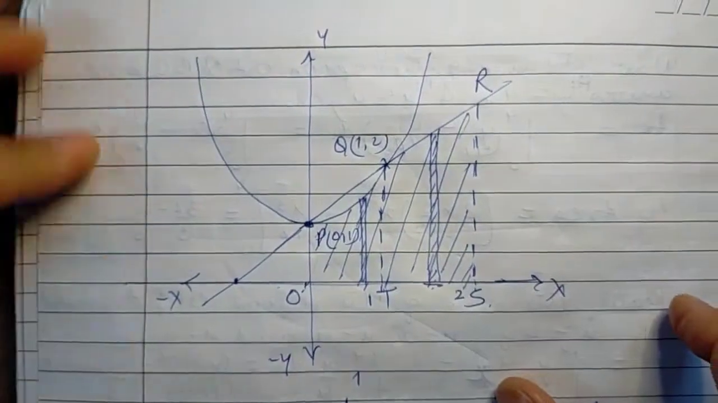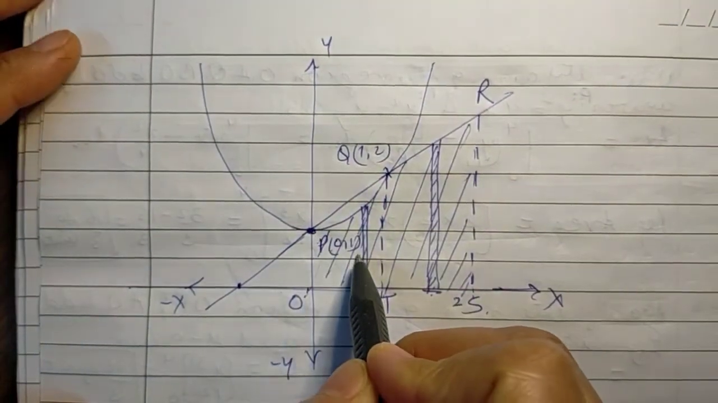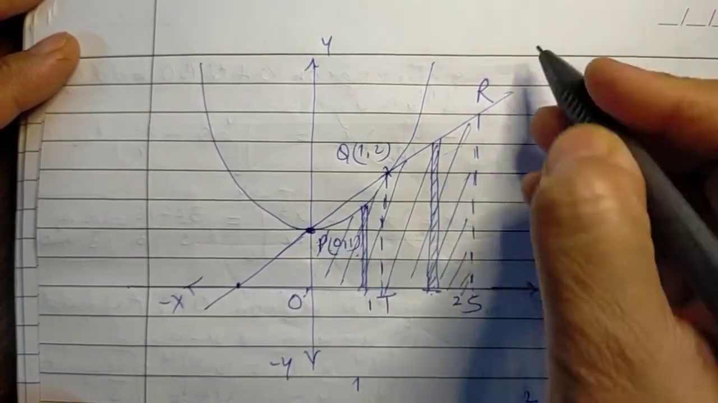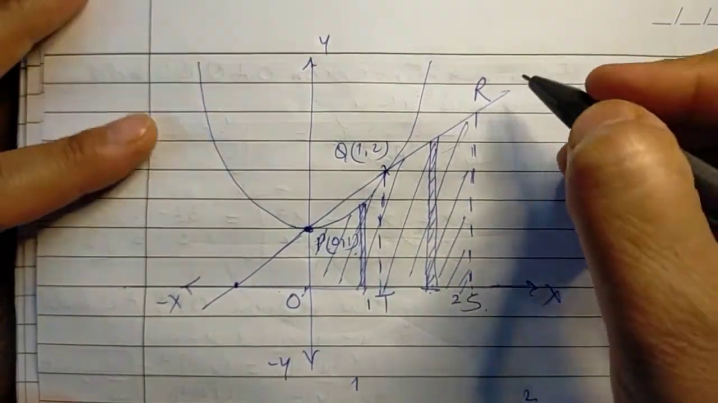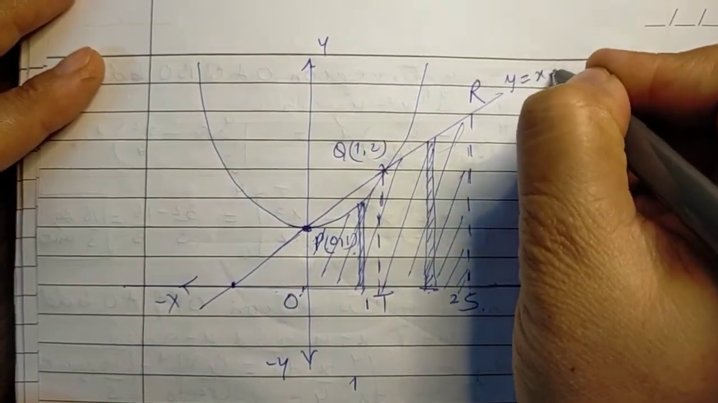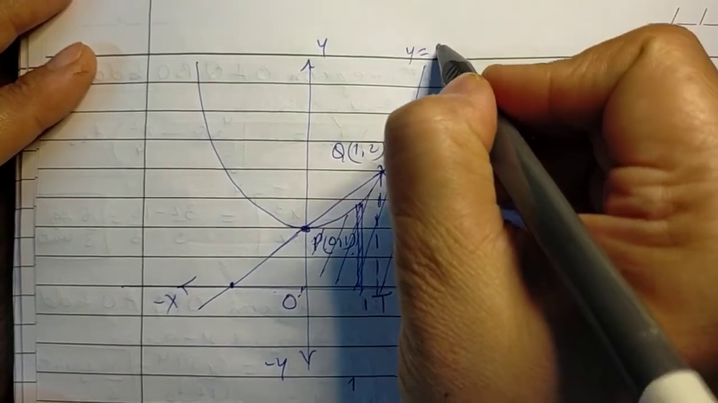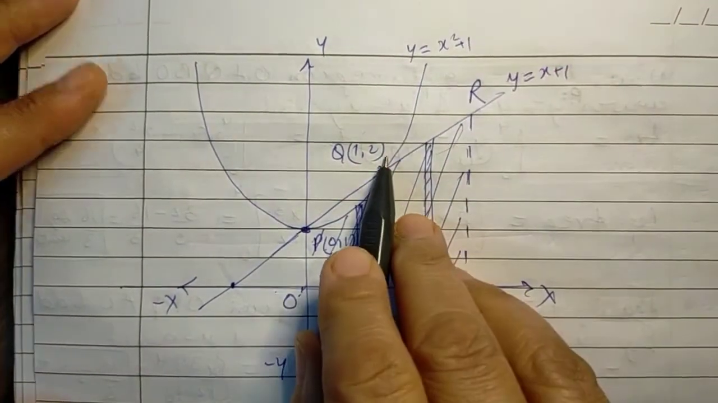When we draw the curve, it's a parabola something like this, having vertex at (0, 1). The straight line is y equal to x plus 1. This is y equal to x plus 1. The parabola is y equal to x squared plus 1.